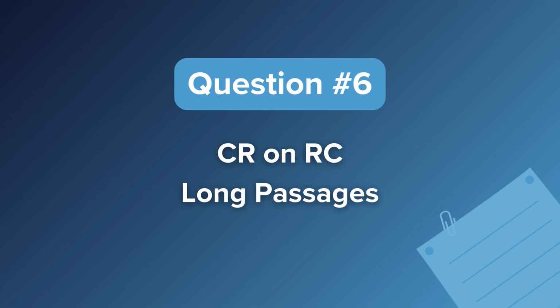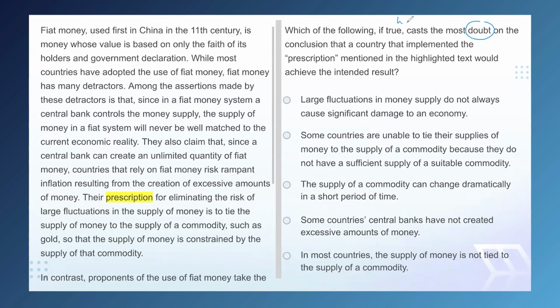Another uncommon question type is critical reasoning on reading comprehension. These surprised me the first time I saw them. Most critical reasoning questions are paired with classic critical reasoning passages, short arguments tied to a single question. However, occasionally you get a classic critical reasoning question, strengthen, weaken, assumption, etc., on one of the longer multi-question reading comprehension passages.